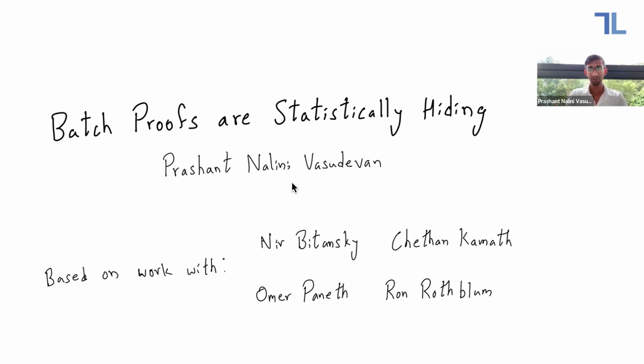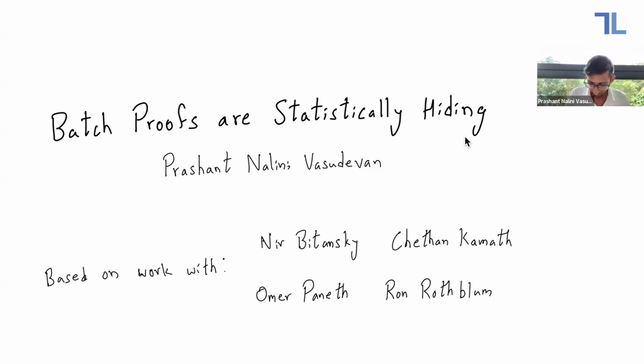So this is about our work from a couple of years ago, maybe a year and a half ago now, called Batch Proofs of Statistical Witness Indistinguishability. This was with Neer, who is at NYU now, Chetan, who's in the meeting, Omer, who's at Tel Aviv, and Ron, who is at the Technion. The title of the paper as well is Batch Proofs are Statistically Hiding.